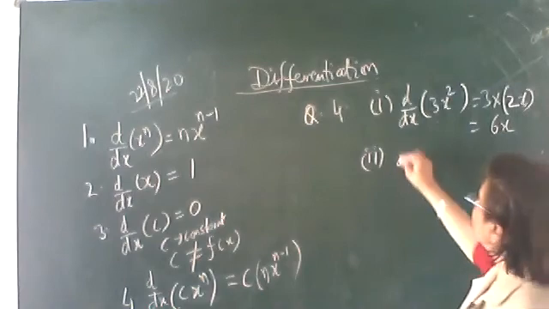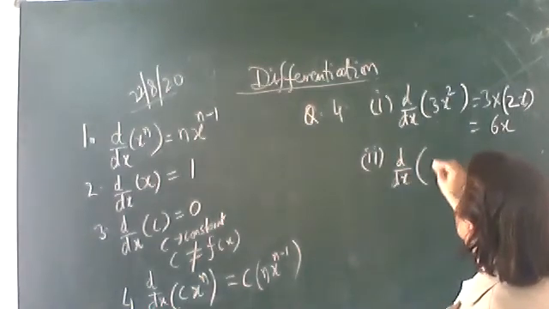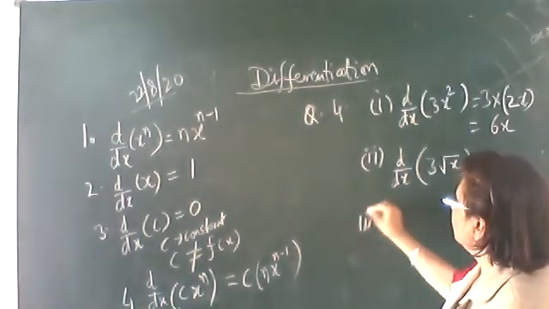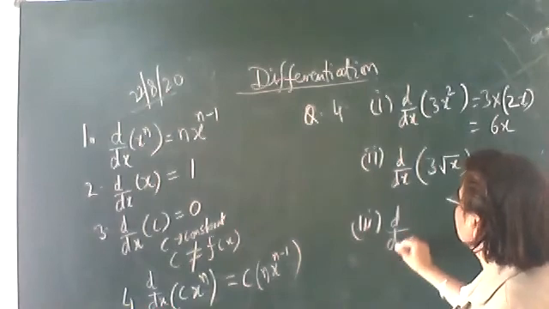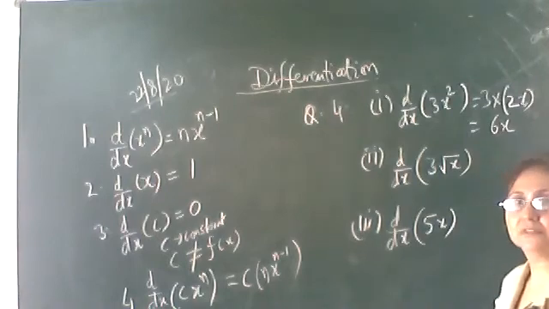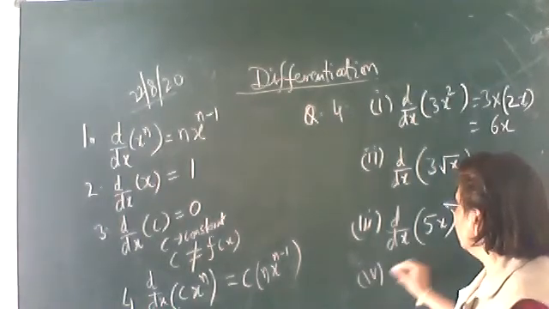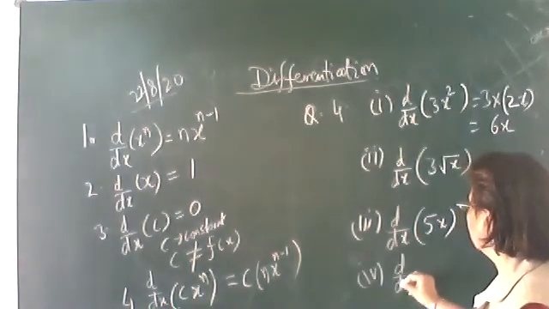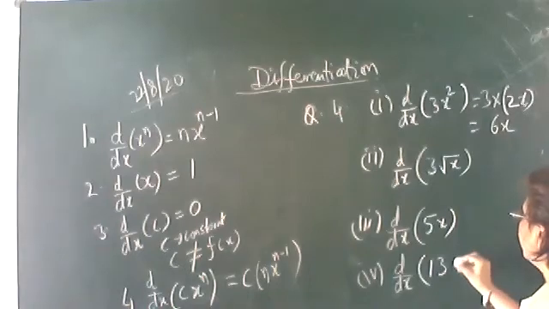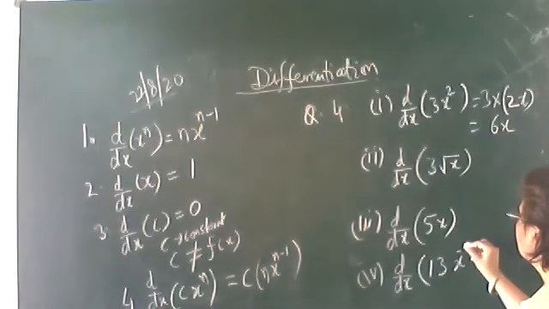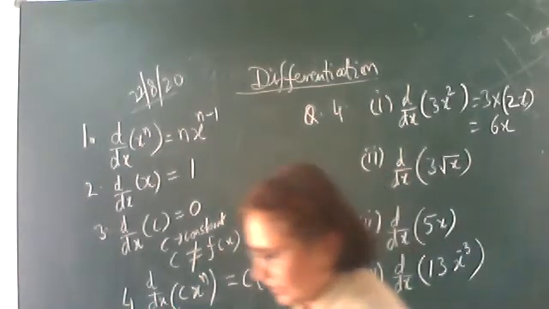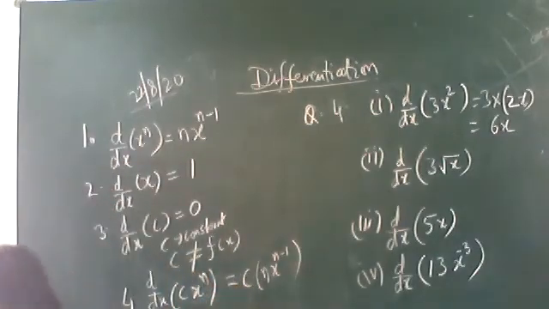Okay, next one. d by dx of 3 root x. Do it yourself. Then d by dx of 5x. One more. The differentiation of 13 x raised to the power minus 3. Hurry up, write its answer. Then you can check the answer when I write on the board.